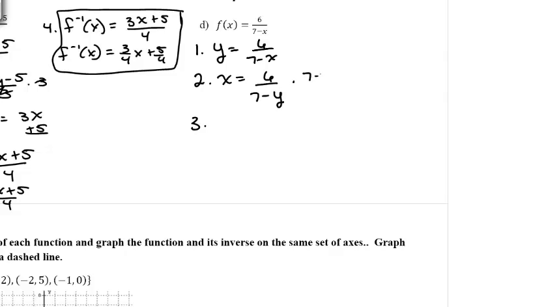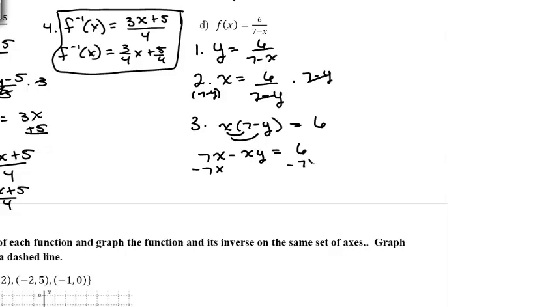So to do that, we need to multiply by 7 minus y on both sides. So we have x times 7 minus y on the left. And these 7 minus y's will cancel, leaving us with 6. So I need to distribute this x. That gives me 7x minus xy. And we're trying to get this y alone, so now I'm going to subtract 7x from both sides. That gives me a negative xy equals 6 minus 7x. And the last step is to divide by negative x.